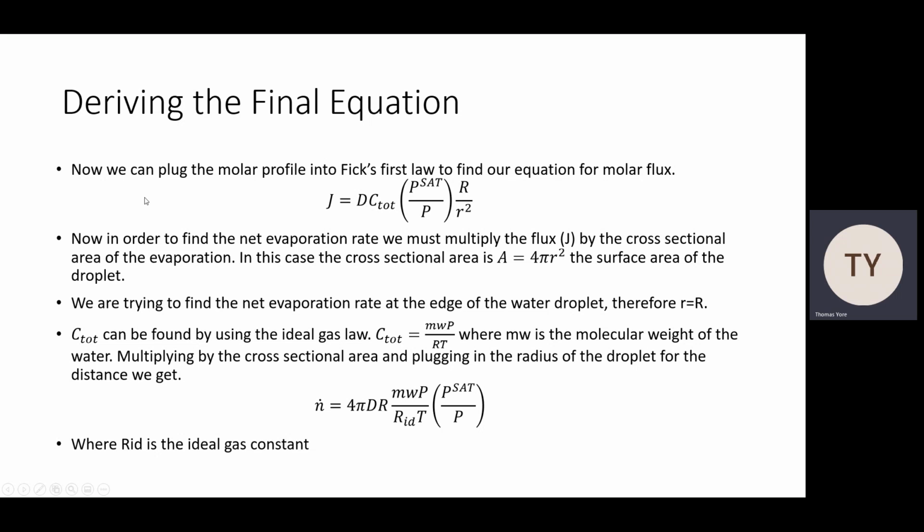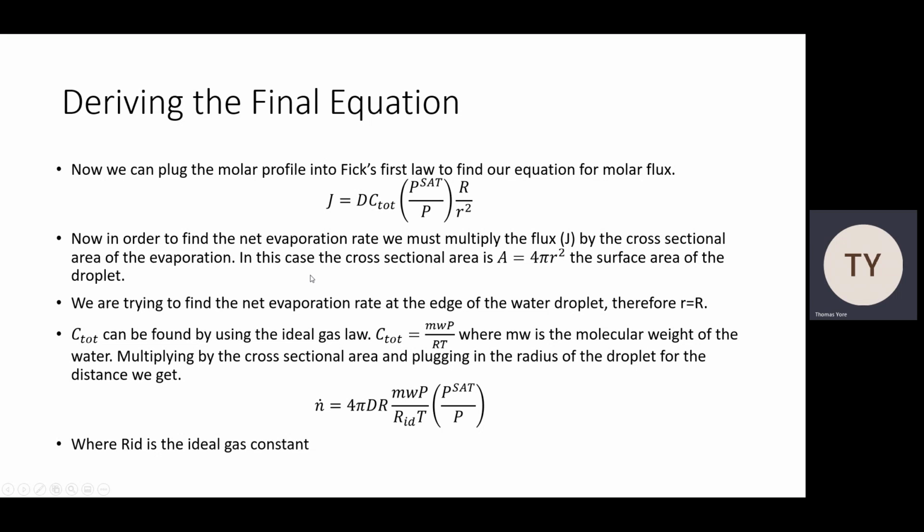Now that we have our molar profile, we can plug this into Fick's first law to find our equation for molar flux, as shown here. In order to find the net evaporation rate, first we must multiply the flux by the cross-sectional area of the evaporation. And by cross-sectional area, I mean the area that the liquid water is diffusing across. And in this case, the liquid water is diffusing across the whole water droplet. So in order to use the correct cross-sectional area, we'll have to use the surface area of the water droplet, which is A equals 4 pi r squared.